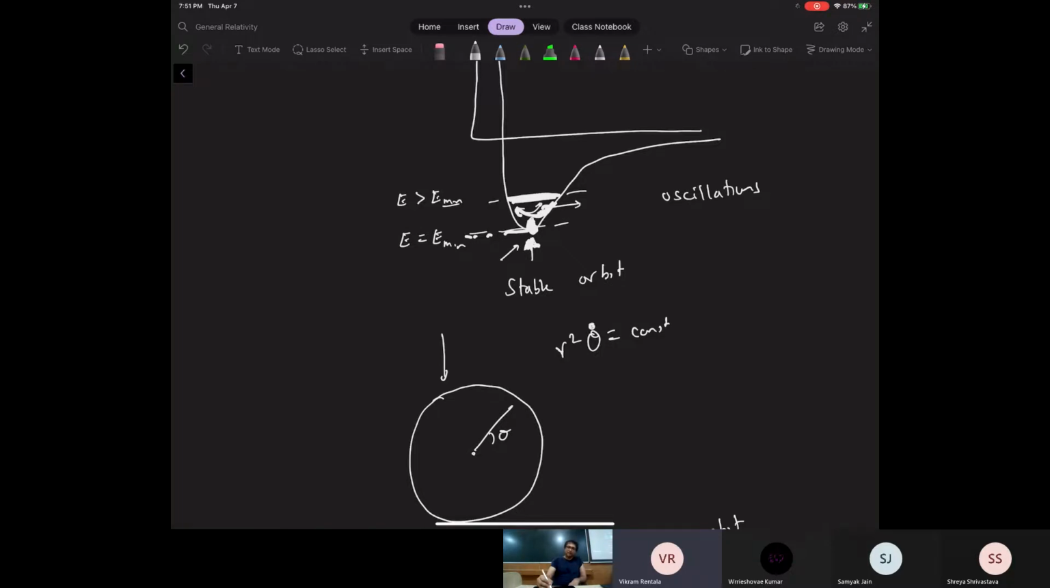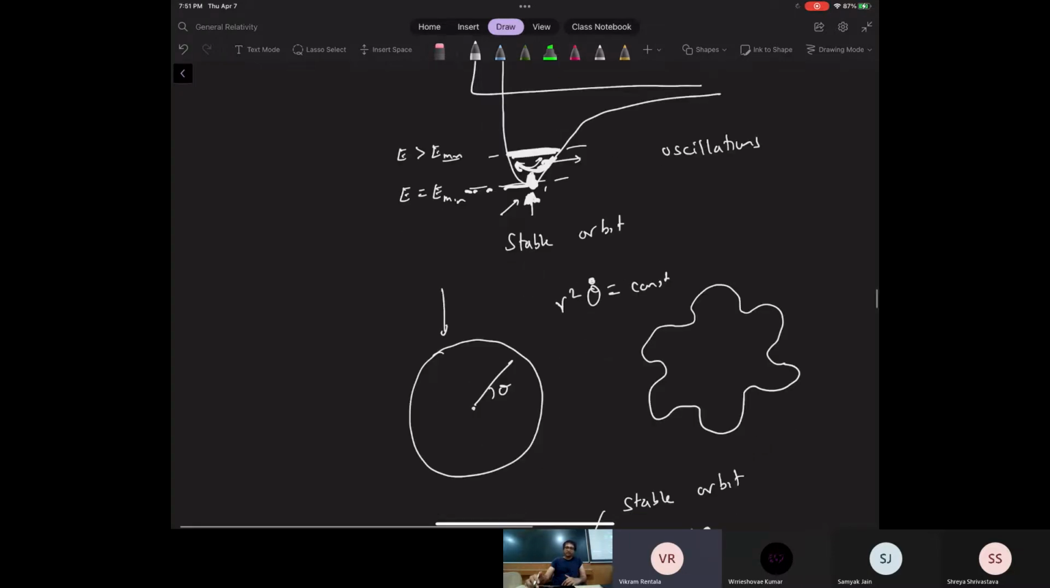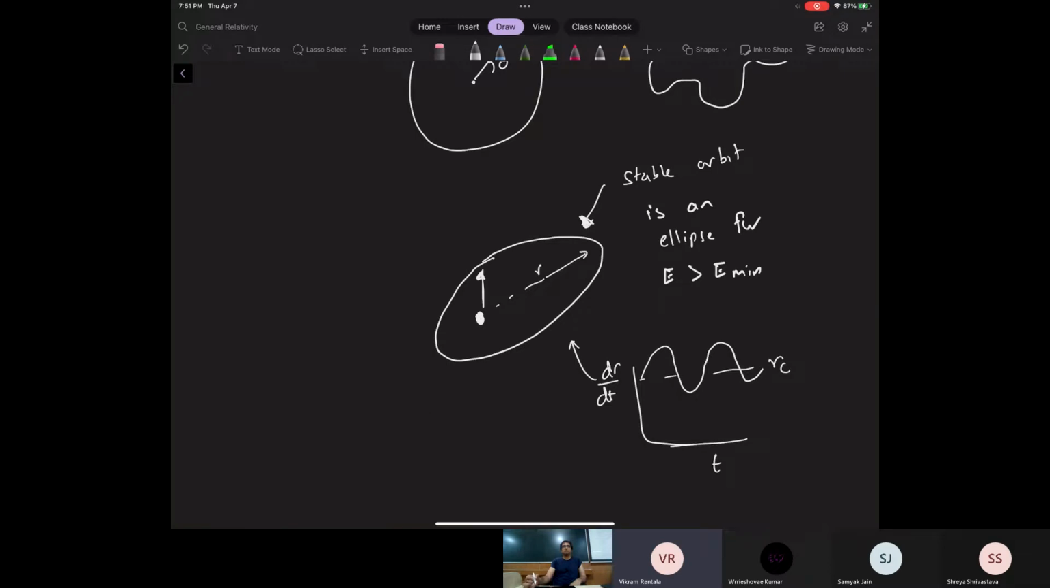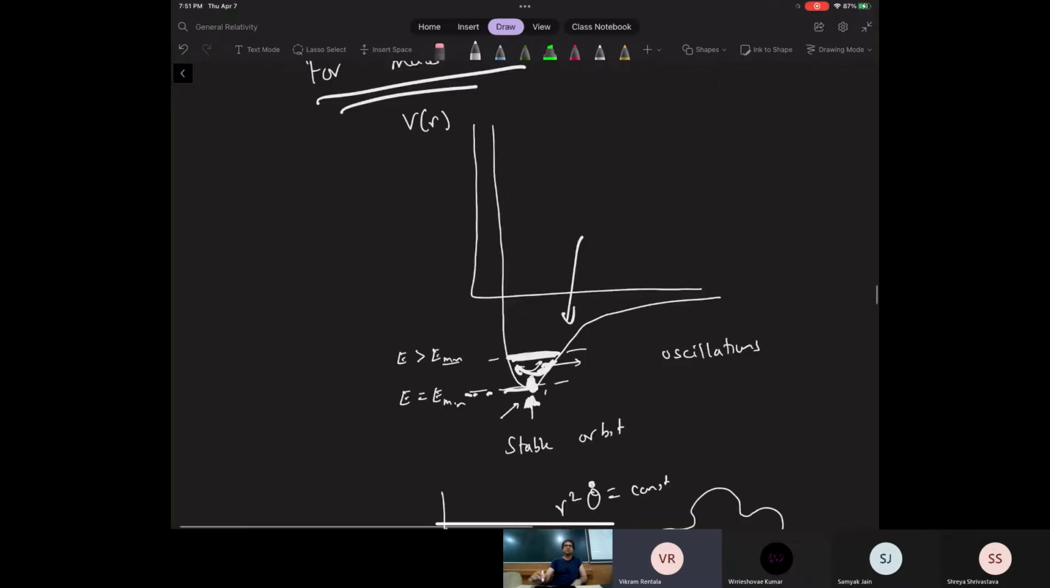However, if you have some energy which is above this minimum value, then you're still in a bound state. R will oscillate as a function of time, but that doesn't mean that you will do something like this. This is not what you're going to do because we've not solved the theta equation yet. In theta, if you solve it, you will find that you get an elliptical orbit. The orbit will be an ellipse. So in this ellipse, R is first large, then R decreases, R approaches a minimum, then R starts increasing again. So in R, it's undergoing an oscillation. It's an asymmetric oscillation, one side is larger than the other, but that's because this potential is asymmetric.